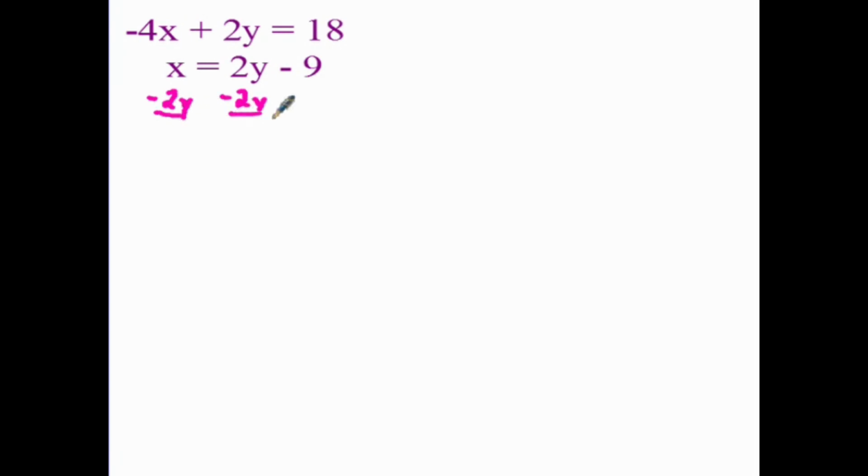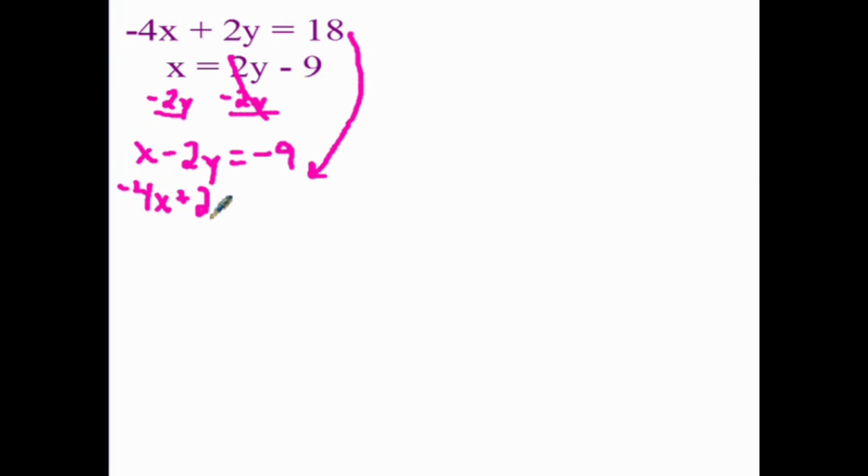To put it into standard form, all you do is move everything to one side. So you would do this and have x minus 2y equals, those are eliminated, negative 9. Now you have a standard form equation here, and you can copy this standard form equation here to have the exact same thing as the first problem we started with.